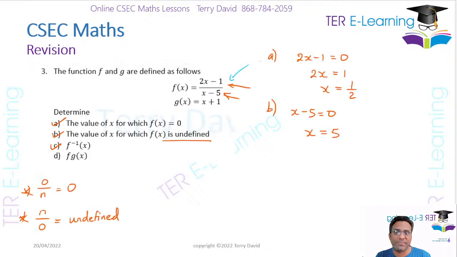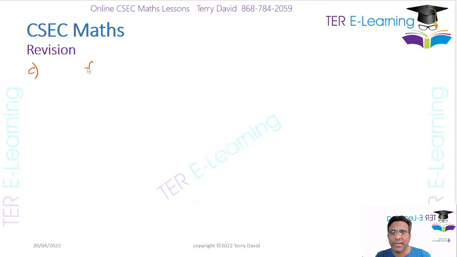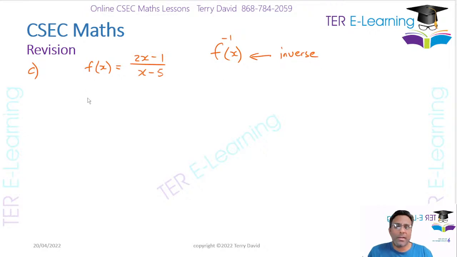My function is f of x is equal to 2x minus 1 all over x minus 5. Right? And we are being asked to find the inverse here. This is what we want to find. Right? Now, like I said in the previous question with the inverse, there's a process that we need to follow. The first step is to let y equal to 2x minus 1 over x minus 5.